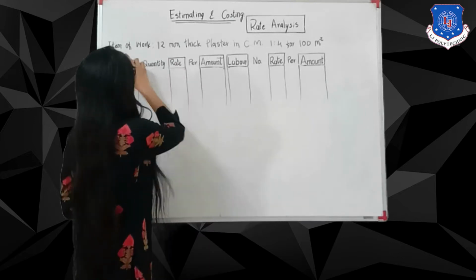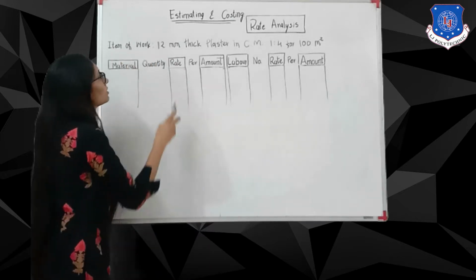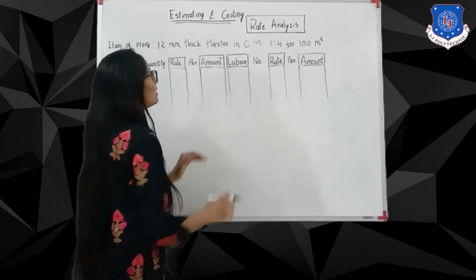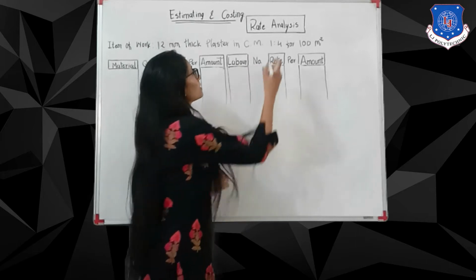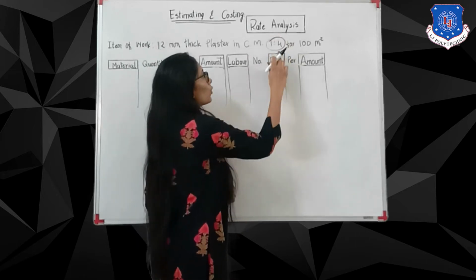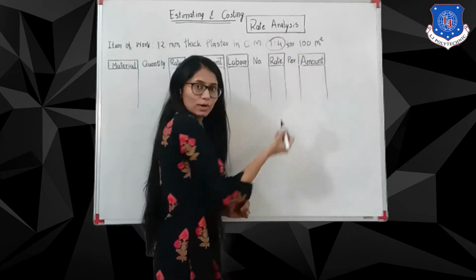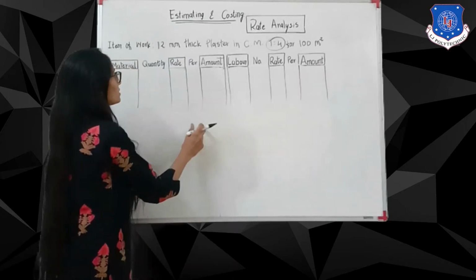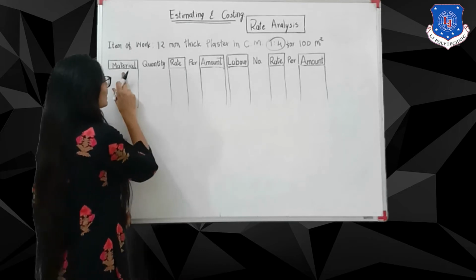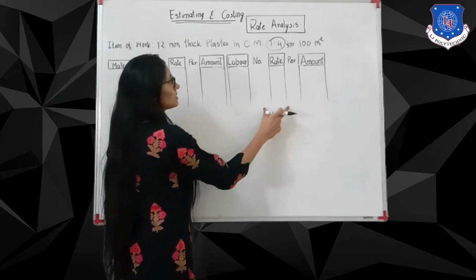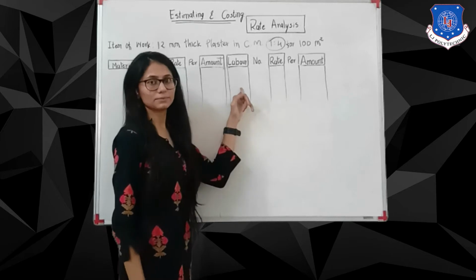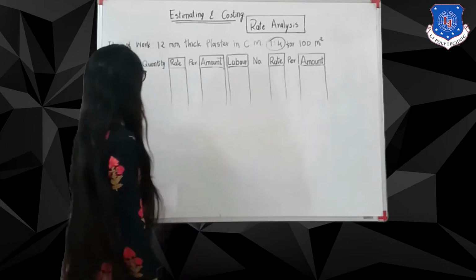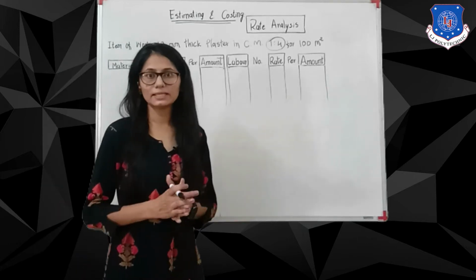On the board, I have already mentioned the item of work we are going to calculate today, that is 12 mm thick plaster in cement mortar 1:4 in proportion for 100 meter square work. So for that we require a table to calculate the final cost. One part is for the calculation of materials and this part is for labor quantity. We're going to find two types of quantities, the labor quantities and the material quantity. So let's begin the calculation.